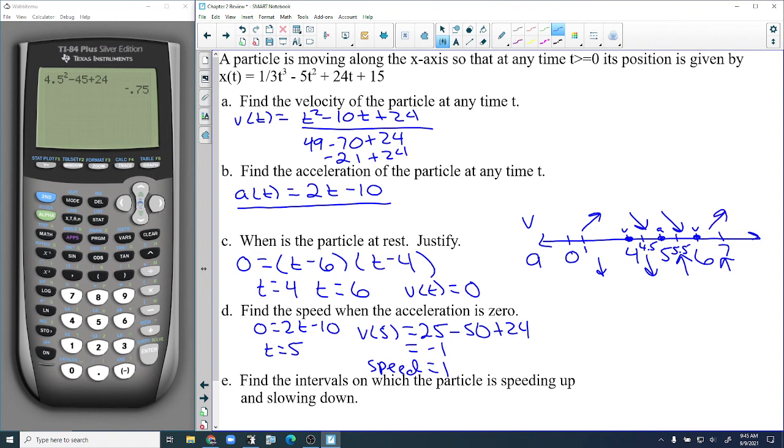All right, any questions on just getting the positives and the negatives? Anything confusing there? Go ahead. So if they're the same, they're negative? If they're different, they're positive? If they're the same, it's speeding up. If they're different, it's slowing down.